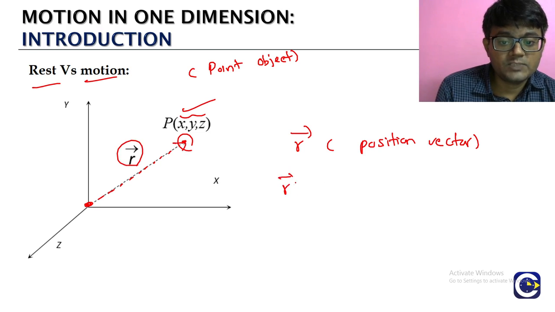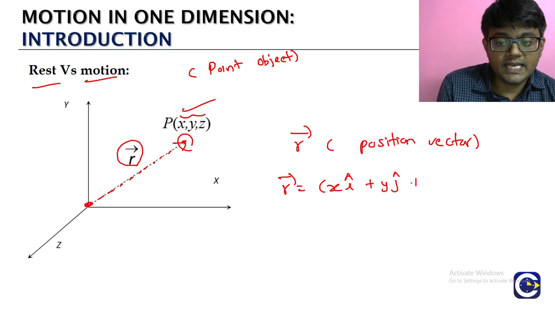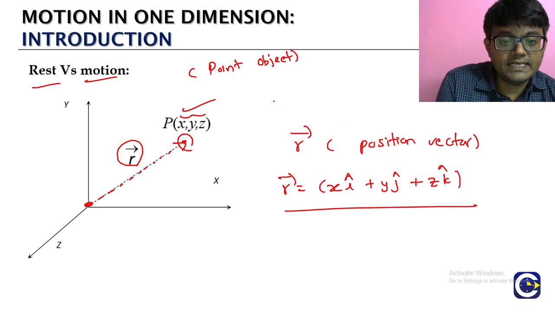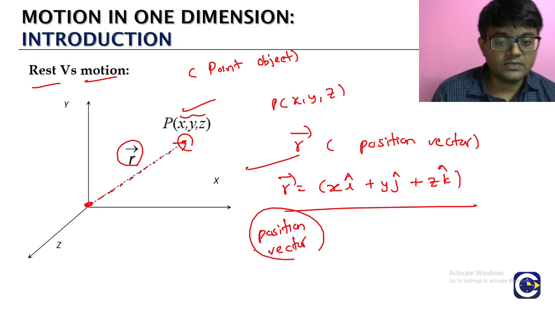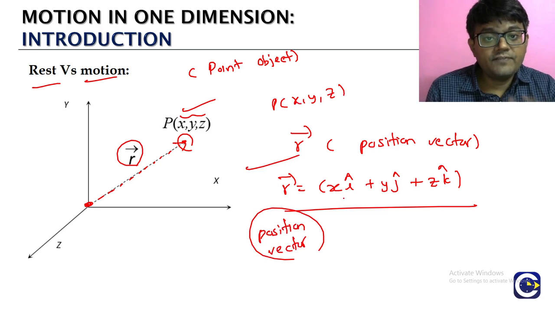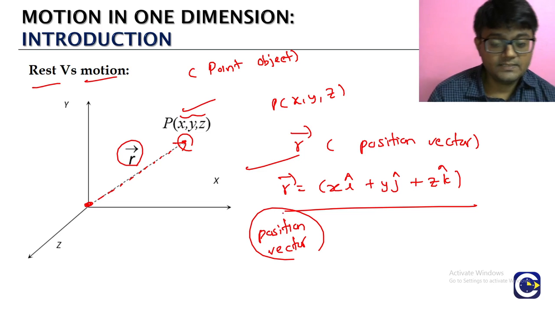R bar can be expressed as, as we discussed in the vectors videos, xi cap plus yj cap plus zk cap. Here x, y, z are the coordinates of the particular point P. So this will be the position vector. What do we call R bar? R bar will be called the position vector. So we can define rest and motion like this.